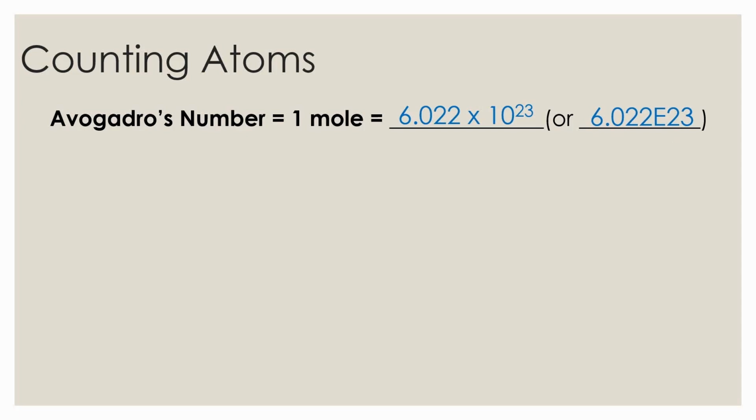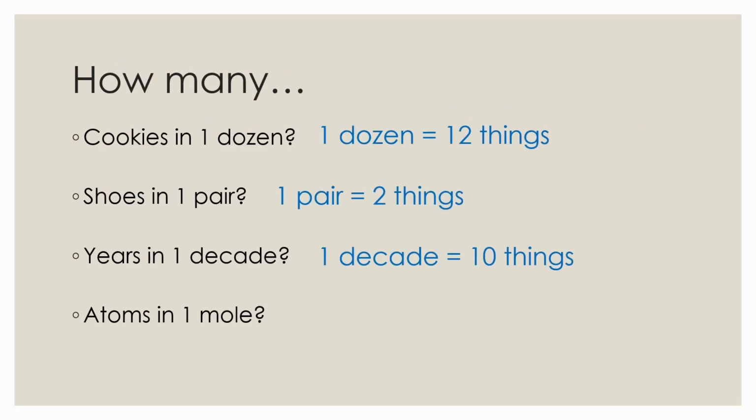So this can be a little bit difficult to grasp, but mole is just a word that means a number. So if we're talking about cookies in a dozen, 1 dozen means 12 cookies, 12 things. 1 pair is 2 things. 1 decade is 10 things. 1 mole is 6.022 times 10 to the 23rd things. It's just a word that means a number, but the number is really, really, really big.